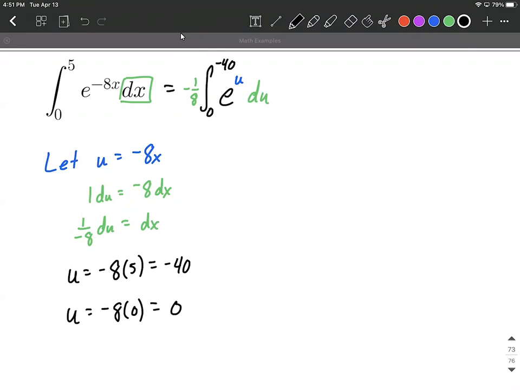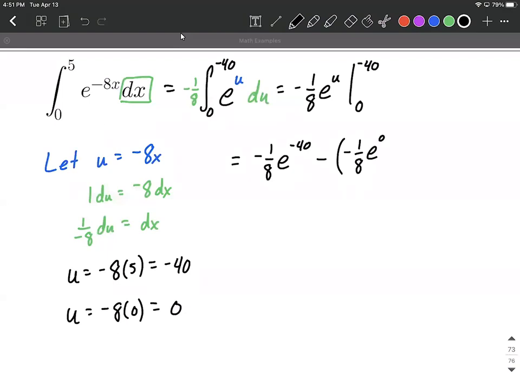All right, next what we'd like to do is actually do the integration. So as we integrate this, we'll bring the constant along. The antiderivative of e to the u is again e to the u, and this will be evaluated between 0 and negative 40. Because it's a definite integral, we don't need that plus c at the end. All right, so to finish this up, let's actually plug in our values. So we have negative 1/8, and then we have e raised to the negative 40th power, minus, when we plug in our lower bound, negative 1/8 e raised to the 0 power.